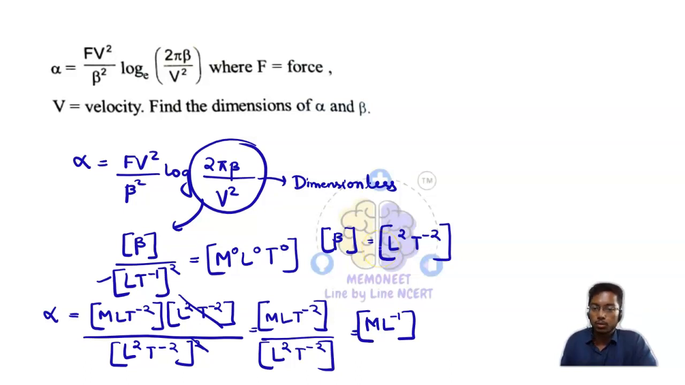The question is asking us to find the dimension. The dimensional formula for beta is L square T to the power minus 2. What are the dimensions of alpha? That is M L to the power minus 1 and T0. So this is our answer.